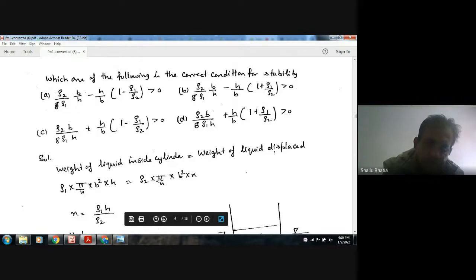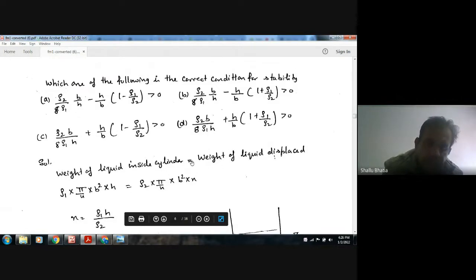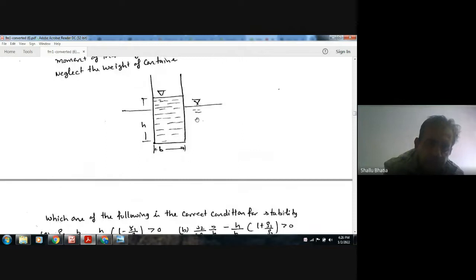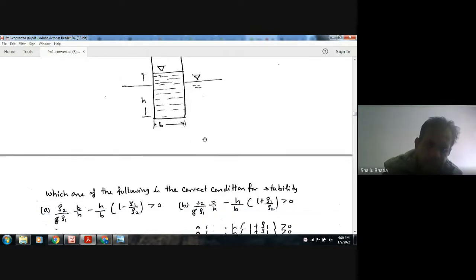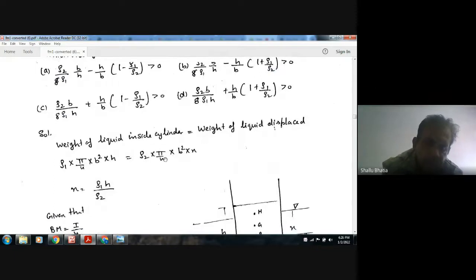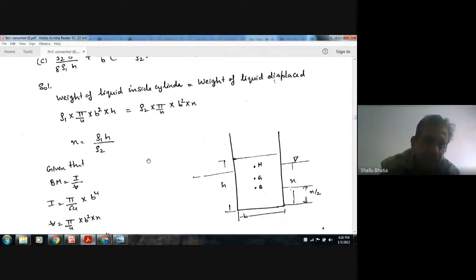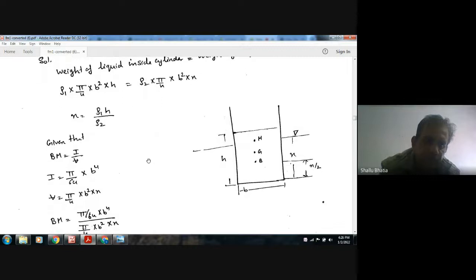And the weight of liquid displaced, where the density is rho 2 and it is displaced by x, is rho 2 pi by 4 b square x. So x is rho 1 h by rho 2. We have the same projection area, and the only difference is h and x. So x is rho 1 h by rho 2. So this is your x.